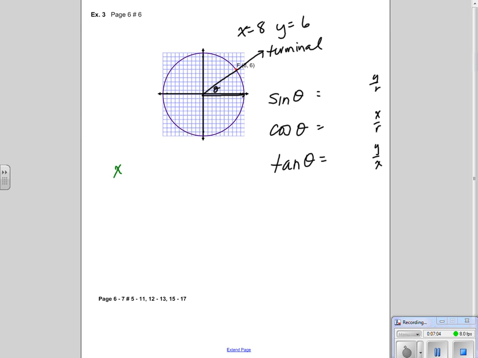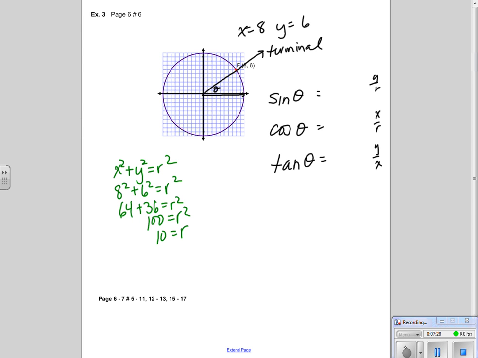And my r value is also going to be positive and always positive. I can find my r value by looking at the Pythagorean identity. I have 8 squared and 6 squared is r squared. 64 and 36, 100. R is 10, and we expect it to be positive. I don't count the negative possibility.